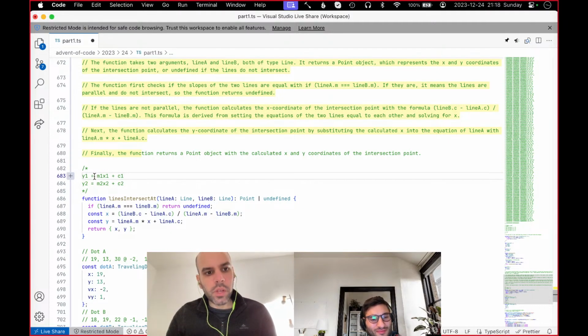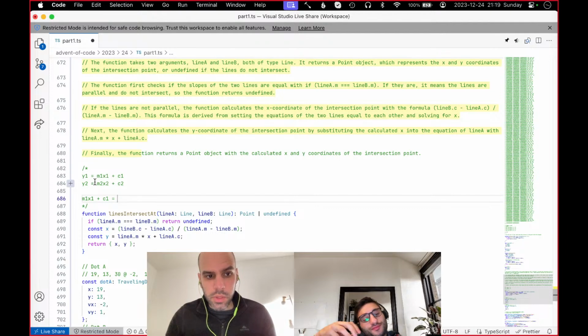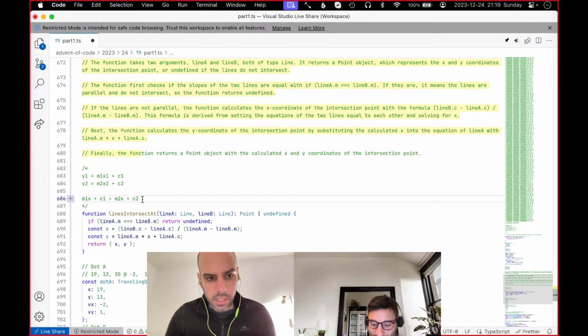Now, what we are asking is, where do these lines intersect? When these lines intersect, the y-coordinates of both lines will be the same, right? So really what we are asking is, when is this equal to that? Yep, 100%. And we want one x-coordinate that will solve for both. So what is the x that will make these things equal?